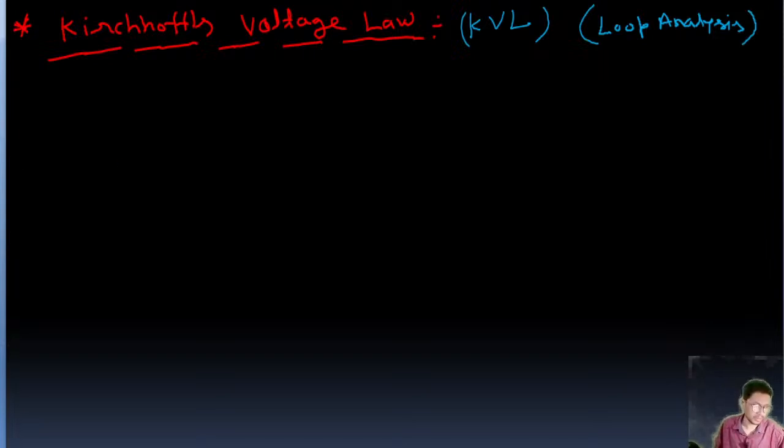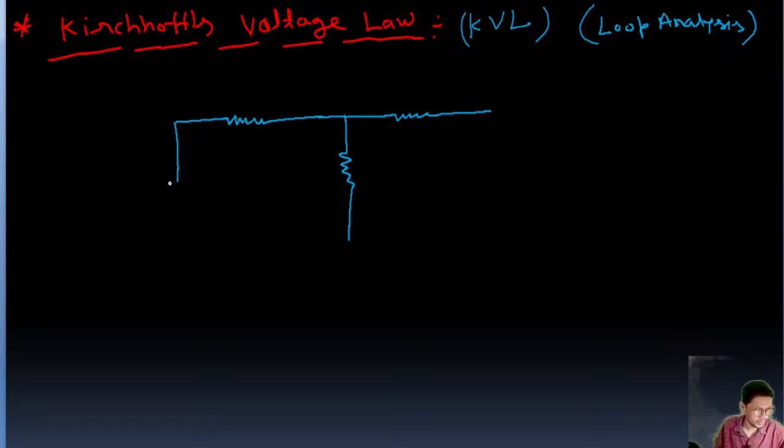Loop analysis, right? And I'm going to explain this law by drawing this circuit. Understand it, it's very important, guys, then you would be able to solve questions. So this is the circuit, and this is voltage E. This resistance is R, this resistance is R. Understand carefully, guys.